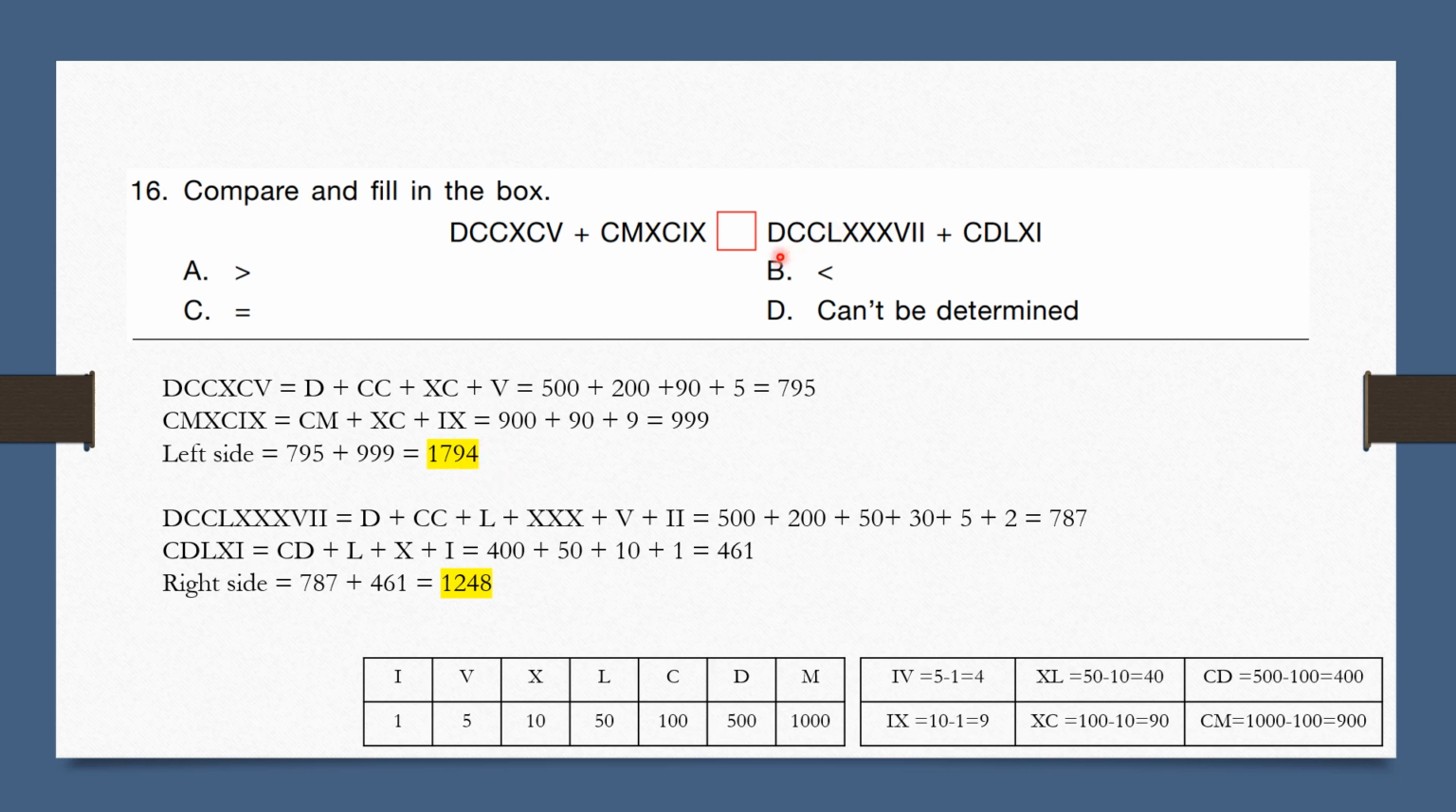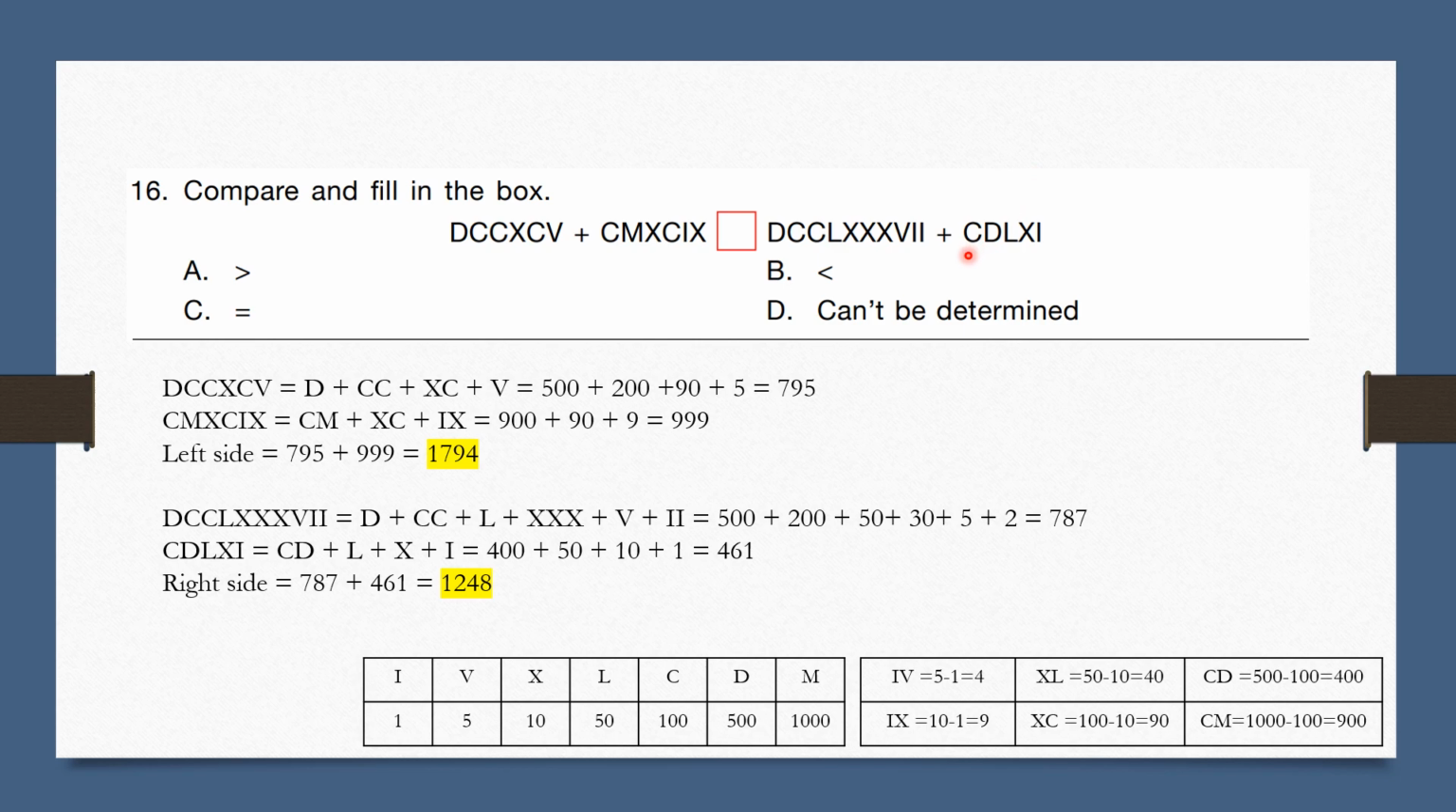Let's see the right hand side. DCCL triple XVII. So D is 500, CC is 2 times 100, 200. L is 50, X is 10, 3 times X is 30, V is 5, I is 1, so 2 times is 2. So the total value is 787.